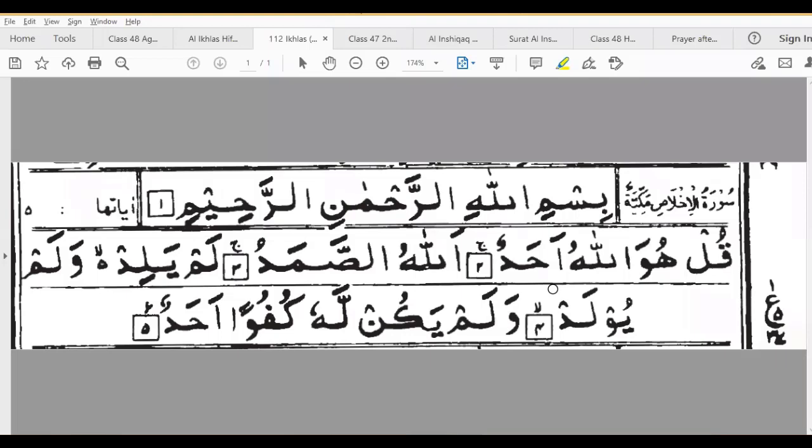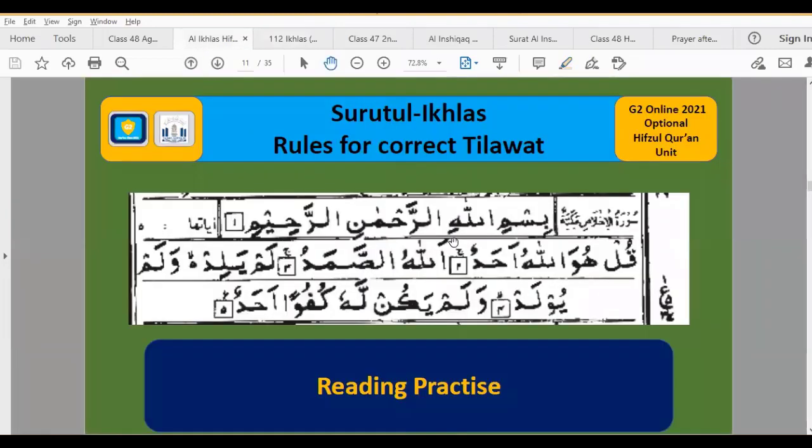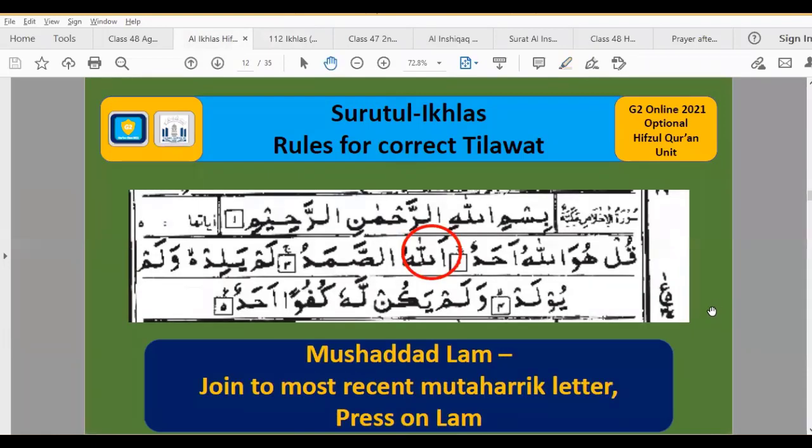Actually, we'll go through the next verse, see what we need to look after, and then we'll move on to another student. Okay. So the next verse, the first thing we have to look at is, again, we have a mushaddad lam. Just like we did before, it will join onto the most recent mutaharrik letter. And the most recent mutaharrik letter is the alif. So lam mushaddad will join onto the alif.